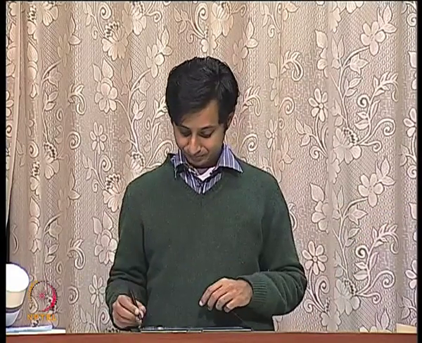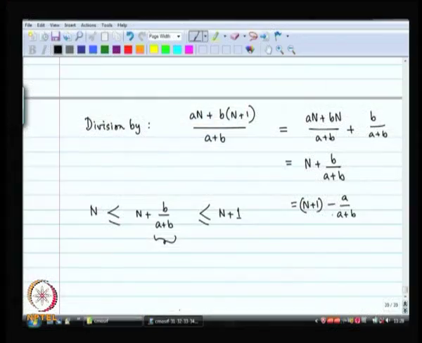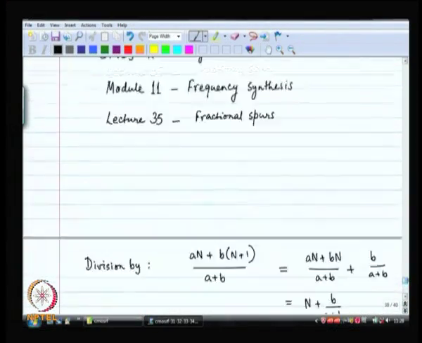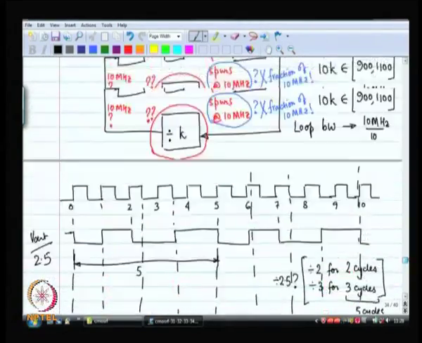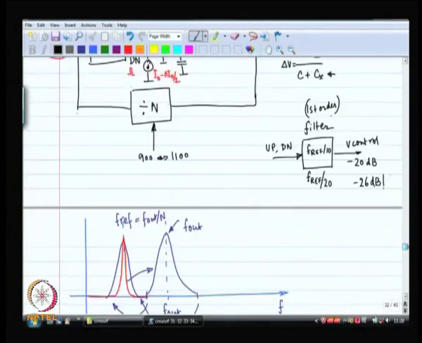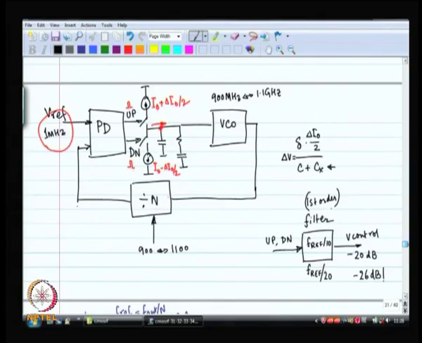Now, N can be a large number. N can be, I do not know, 1000, N can be 100 for example. You could say for our previous example, what was the example we had chosen?